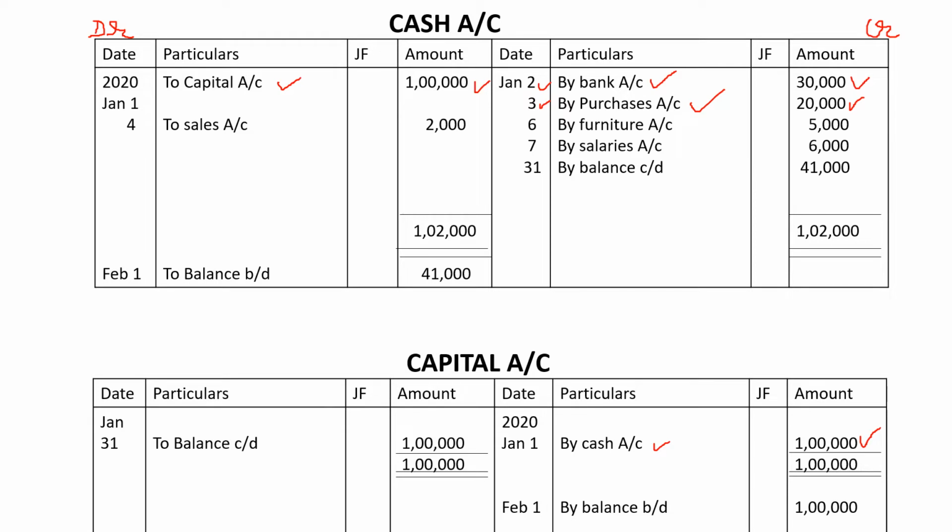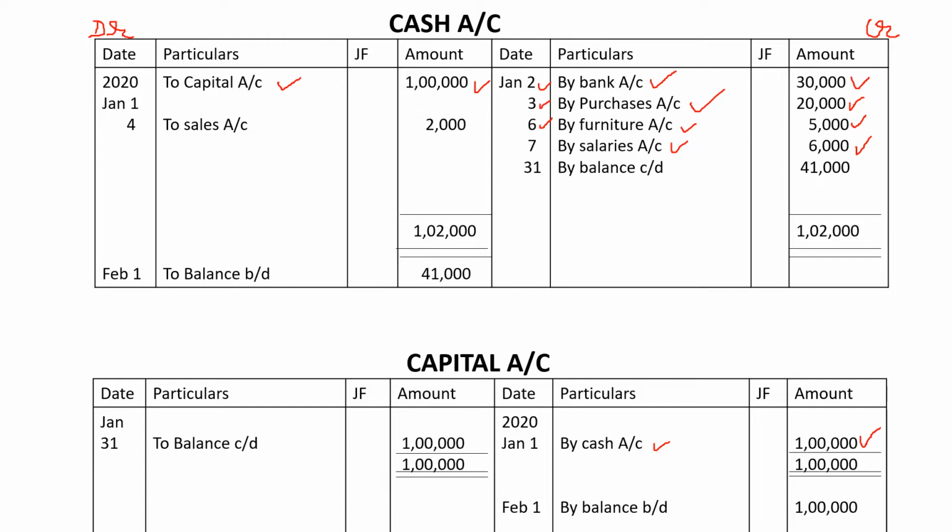Next transaction is on 6th. The furniture purchased for cash, rupees 5,000. So by furniture account 5,000 rupees under cash account. Then in furniture account we have to write on January 6th, to cash account, rupees 5,000. Likewise we have to write all the transactions relating to cash. Next transaction is on 7th, by salaries account 6,000.